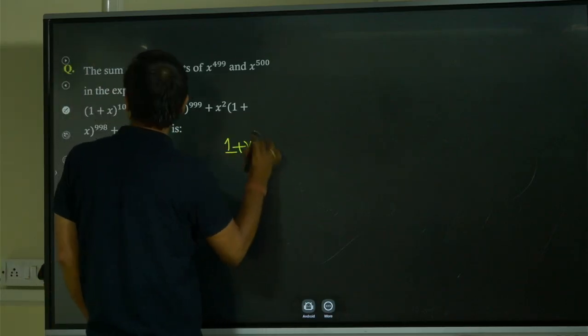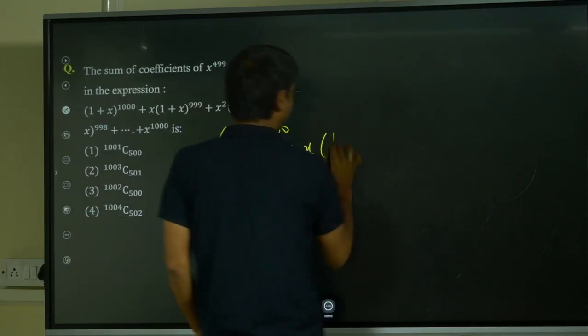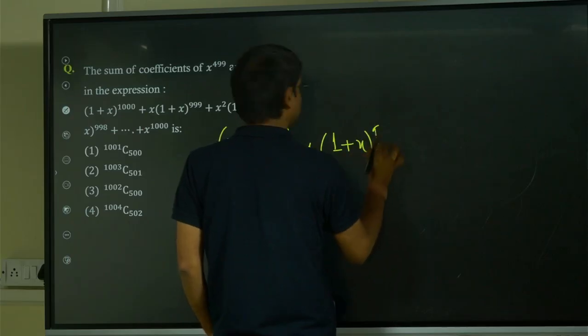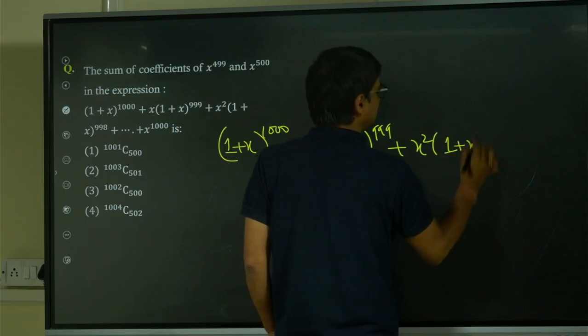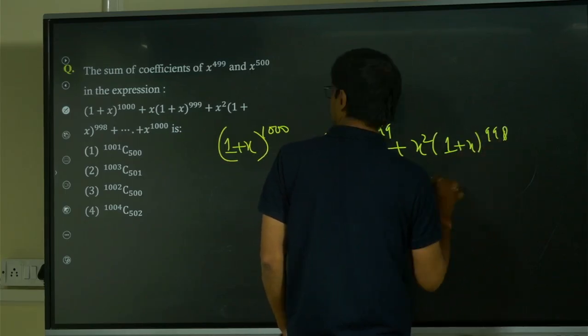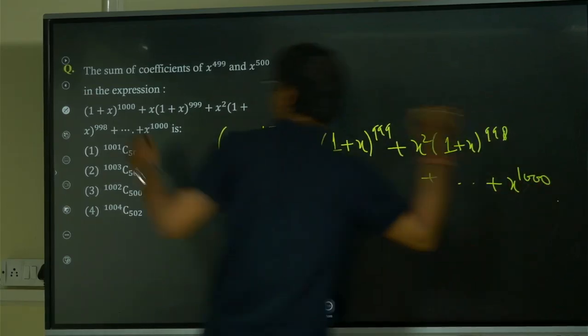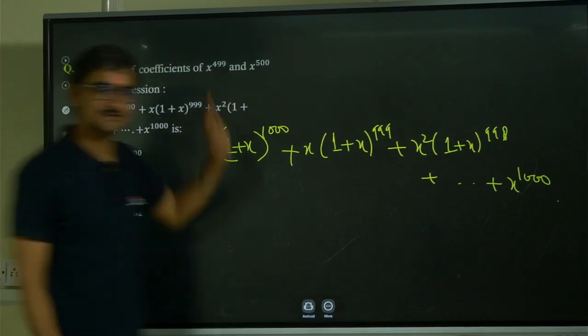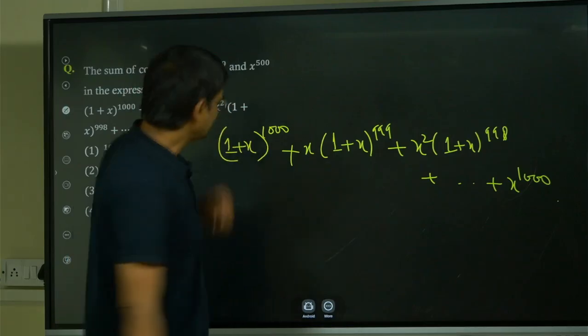1 plus x raised to the power 1000 plus x times 1 plus x raised to the power 999 plus x square times 1 plus x raised to the power 998 and so on, till the last term, which is x raised to the power 1000. Now again look at this series. Whatever the question be, which series is it? Isn't that a GP again? So that's a GP again.